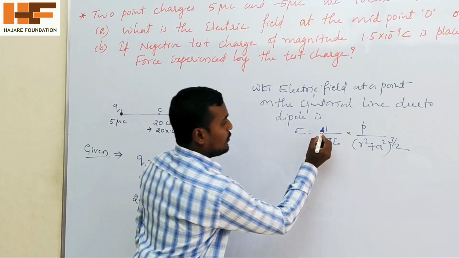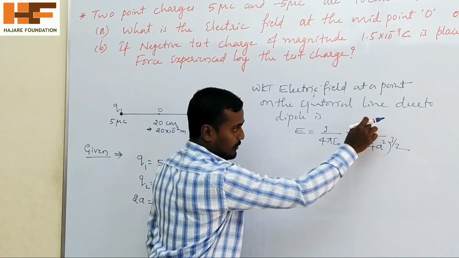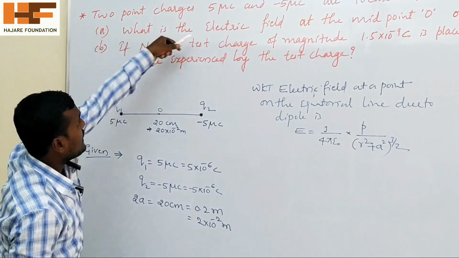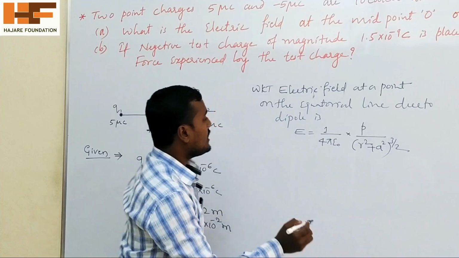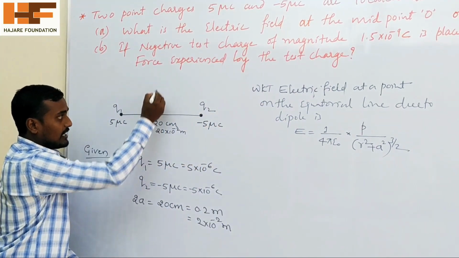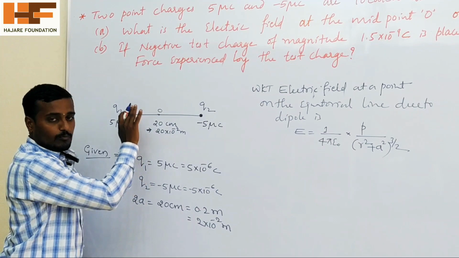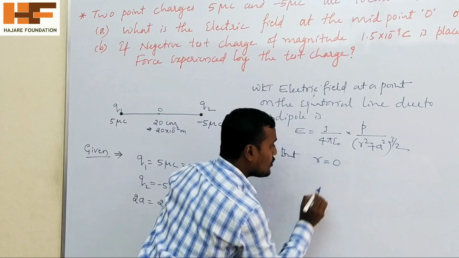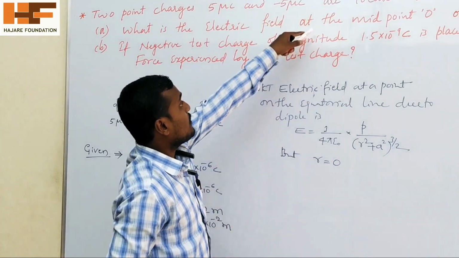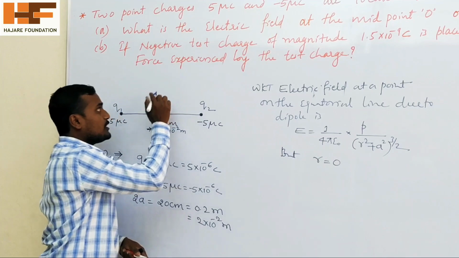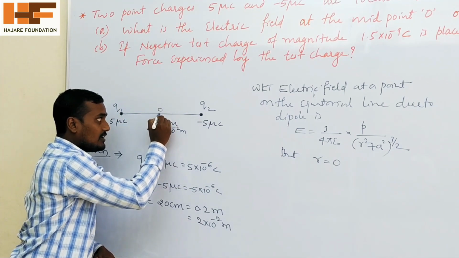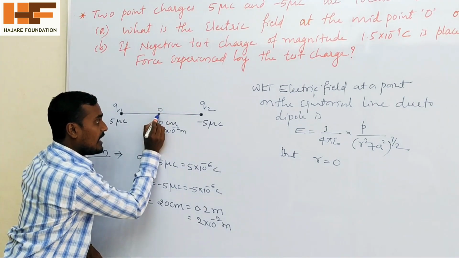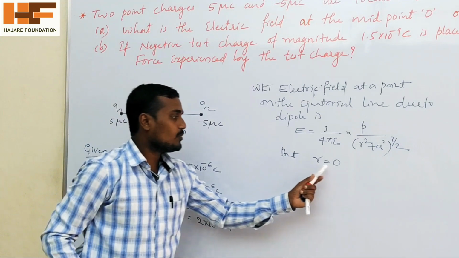Okay, now we want P and A. Here what we have to calculate is the electric field at the midpoint O. Midpoint means that the R value becomes 0. Why have we taken R equal to 0? Because the point is at the midpoint, the distance between the point and the center of the dipole becomes 0. That's why I am taking R equal to 0.